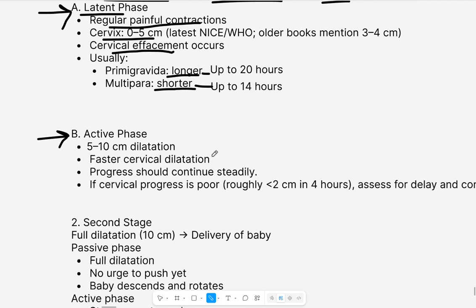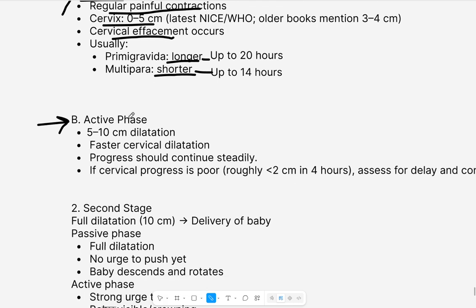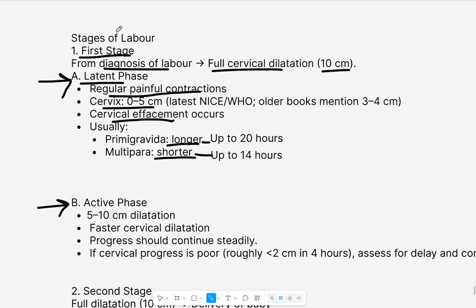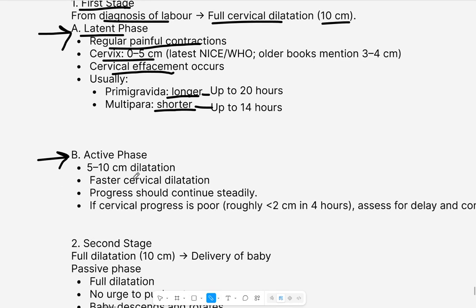Now we move on to the active phase of dilatation. All of this is still the first stage of labor. The first stage has a latent phase, where the woman at term has regular painful contractions and her cervix is dilating from 0 to 5 centimeters, and cervical effacement is also occurring. That's your latent phase. And the active phase is when dilatation is happening from 5 to 10 centimeters.